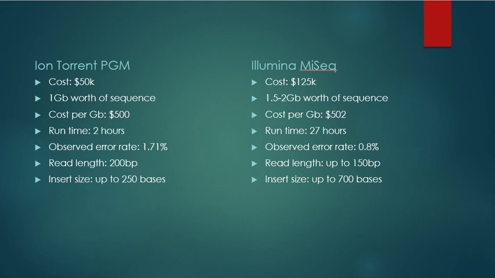The read length for IonTorrent is about 200 base pairs, while the read length for Illumina is only up to about 150 base pairs. Insert size for IonTorrent is much smaller at only up to 250 bases, whereas with Illumina you have an insert up to 700 bases.